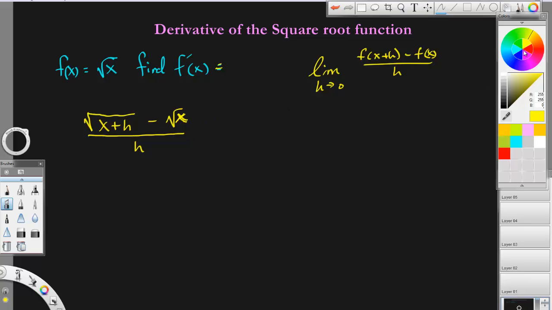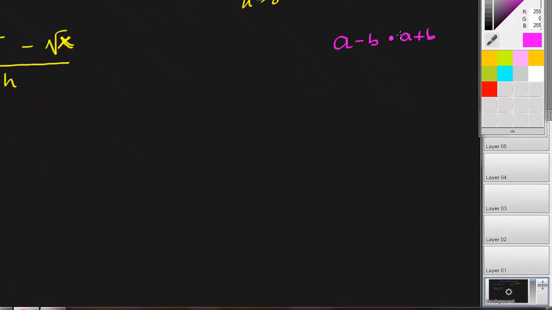Well, it has to do with something called the conjugate. For example, over here on the side of our paper, say we had a minus b, and I multiplied this by a plus b. If I foil it, I'm going to wind up getting a squared minus b squared. So those middle terms are going to drop out. Likewise, if I had the square root of a minus the square root of b, I could multiply that by the square root of a plus the square root of b.